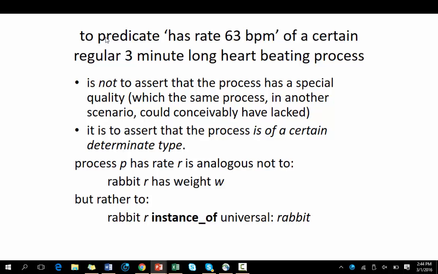So now, let me just summarize. To predicate has rate 63 beats per minute of a certain regular heart-beating process is not to assert that the process has a special quality, it's to assert that the process is of a certain type. Process P has rate R is analogous not to rabbit R has weight W, rather it's analogous to rabbit R is an instance of the universal rabbit. And that's why BFO only needs three basic kinds: objects, attributes, processes. Because when we're speaking of processes, predicating certain measurement results of processes, we're binning the processes under corresponding types.